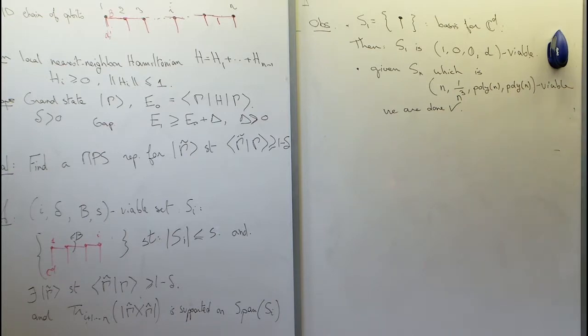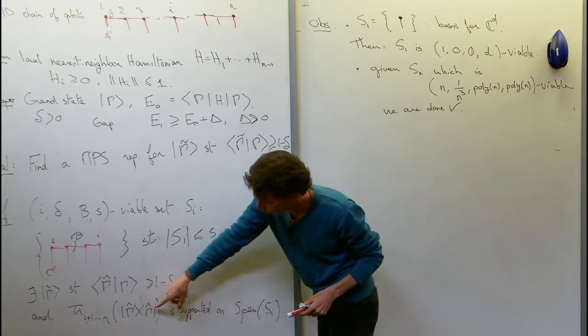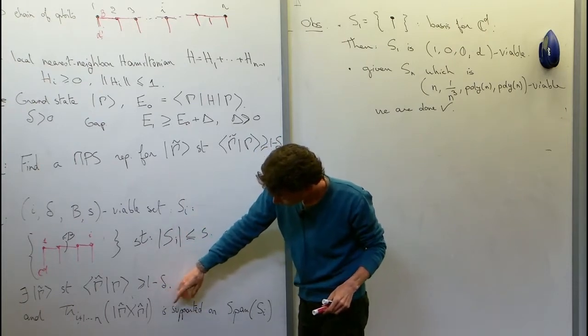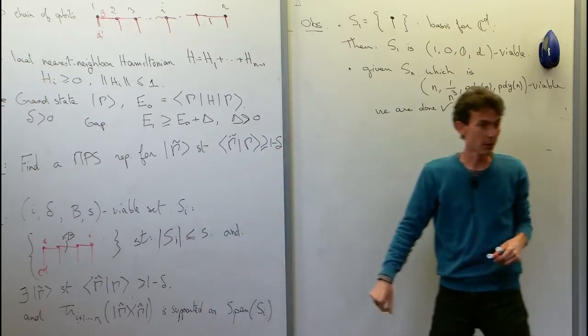If I have this, right? Because then, in that case, what does it mean for the set to be viable when I have the whole chain? Well, it just means the reduced density on all qubits. I mean, that's just gamma tilde. So I have a good approximation to the ground state, which is supported on the span of my set.